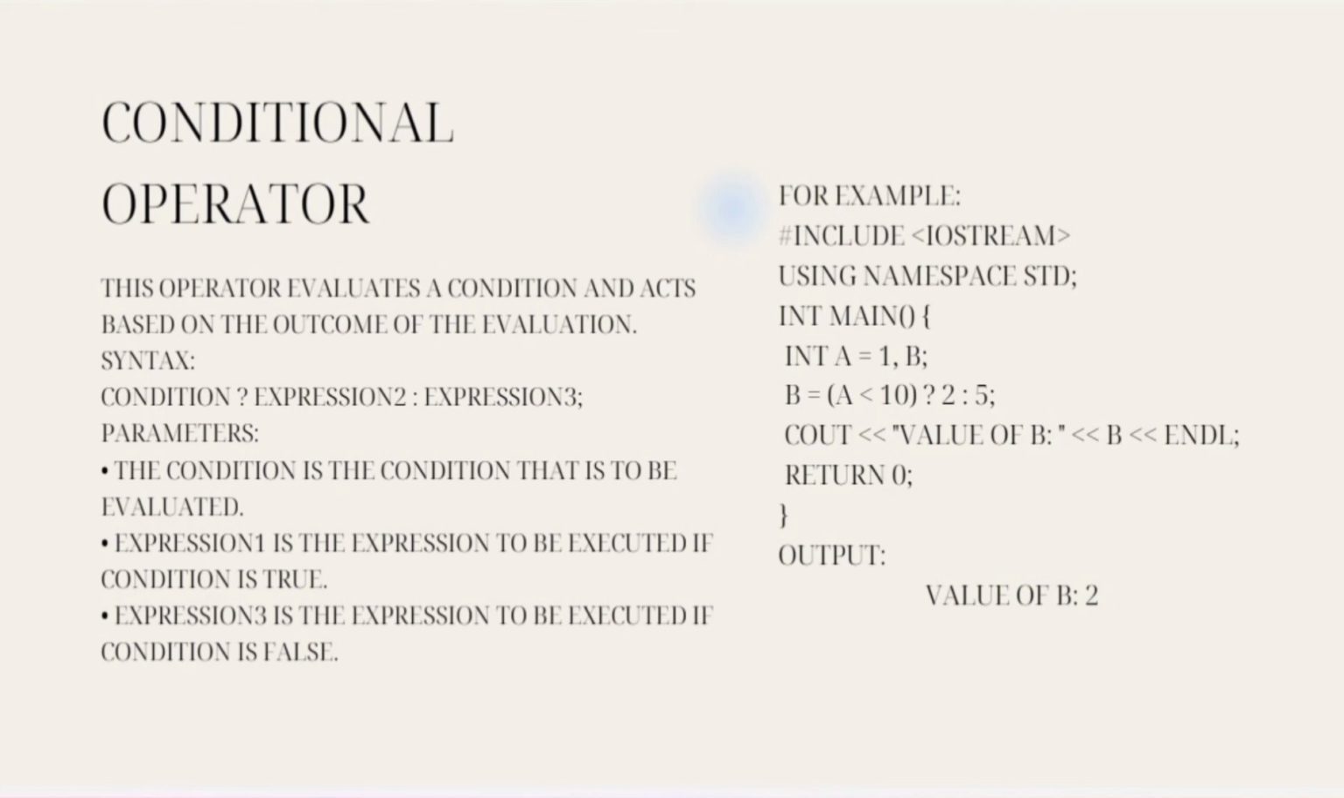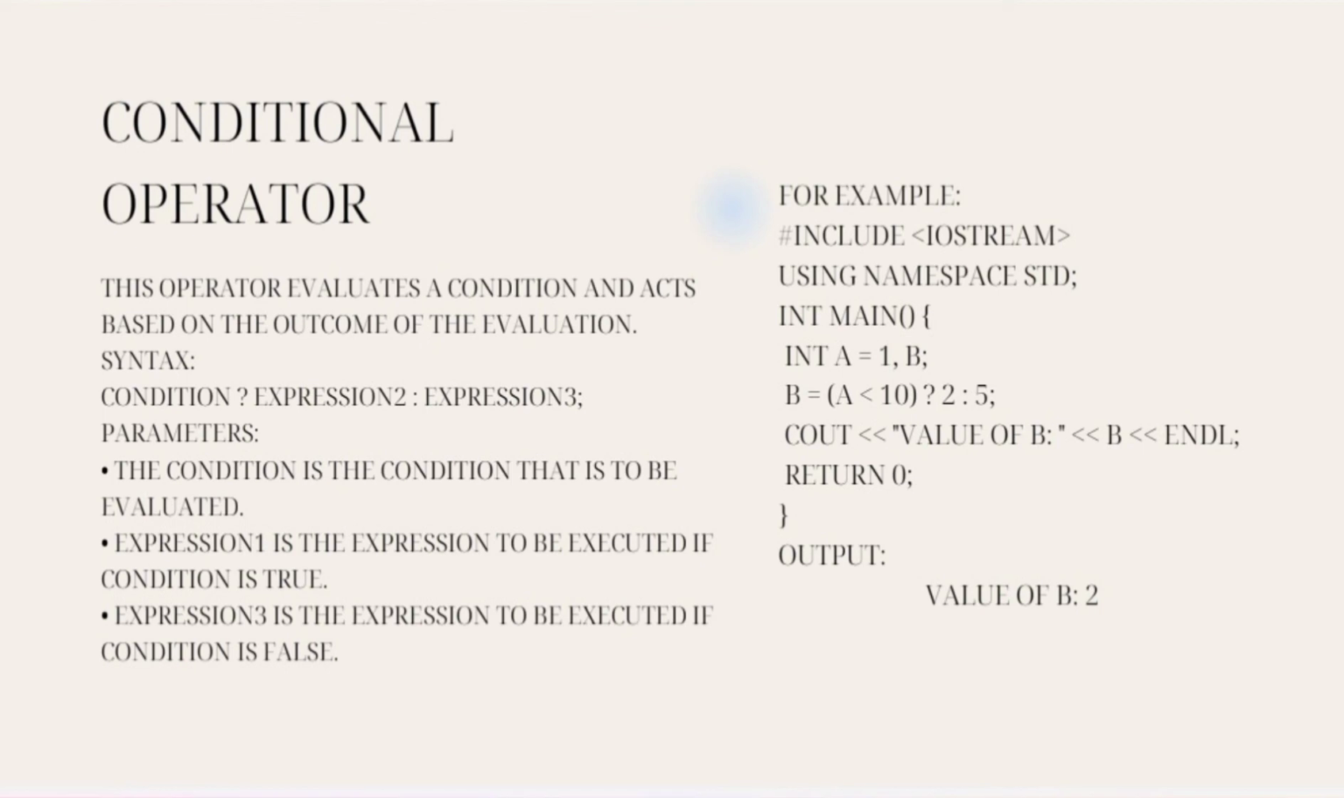#include <iostream> using namespace std; int main() { int a = 1, b; b = a < 10 ? 2 : 5; cout << "Value of b: " << b << endl; return 0.